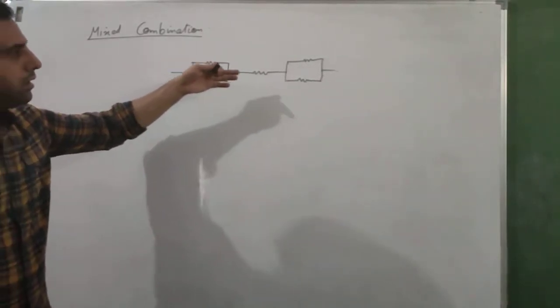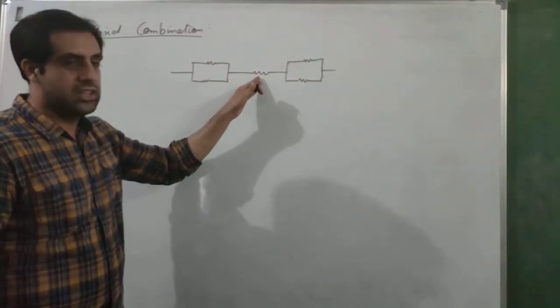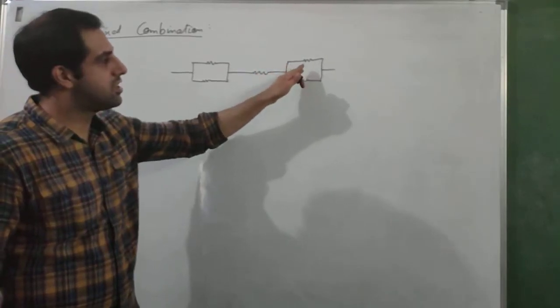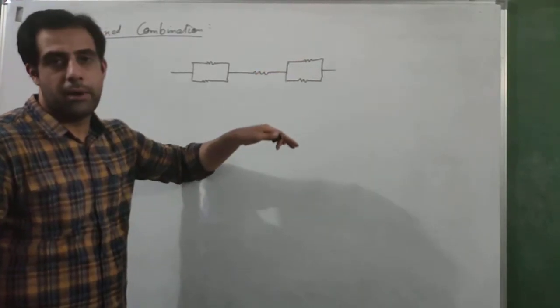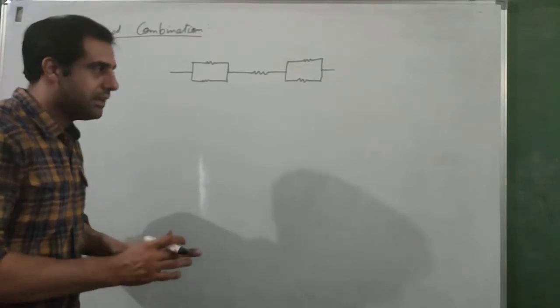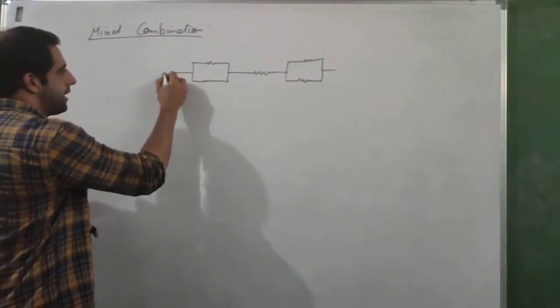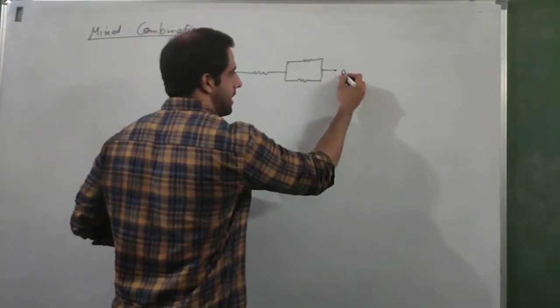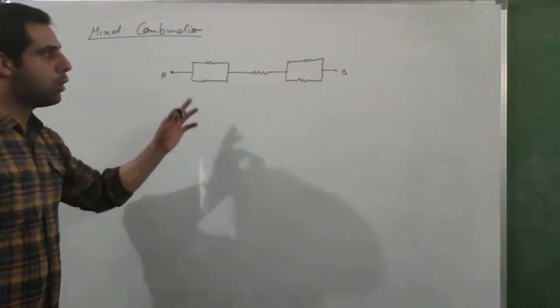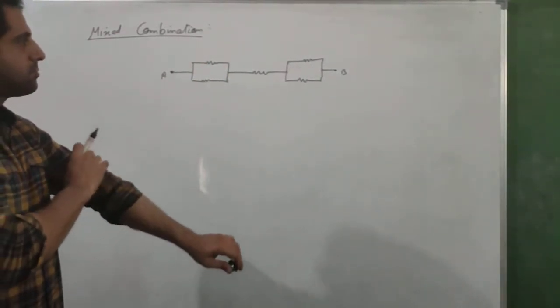These two are in parallel. These two are in series with this one. This is in series with this one also, and these two are in parallel. So it is a combination of parallel and series circuit, and they are connected between these two terminals, say A and B. Now how do we find the R equivalent of this particular circuit?